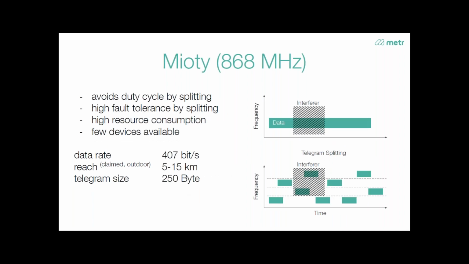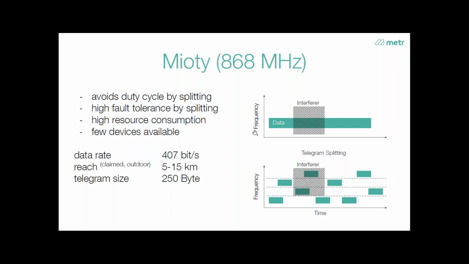Then some time ago, we discovered MyOT. I don't know if you ever heard of that. MyOT is a quite interesting protocol, also 868 megahertz. The interesting part is that it doesn't have a duty cycle. It actually avoids that by splitting the telegram. This is what you can see on the right-hand side.